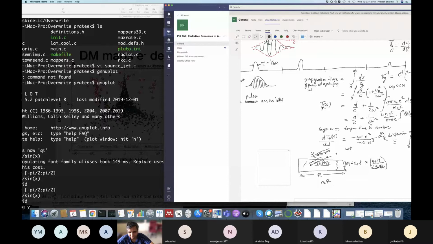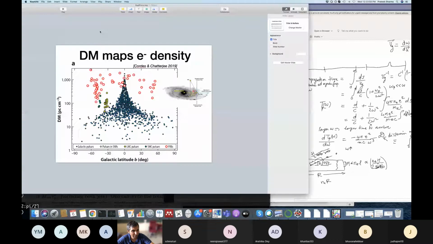Do you understand why if your b is 0, you are basically traversing a much longer path than this path, right? So that's why for b equal to 0, this seems to blow up. It cannot blow up because it saturates at NE times R. Do you get it?